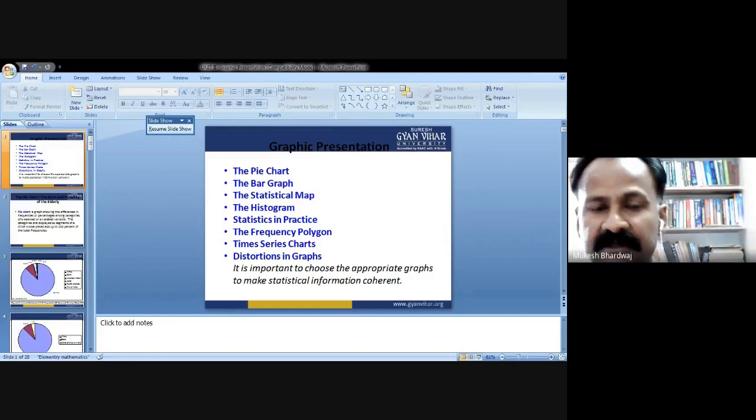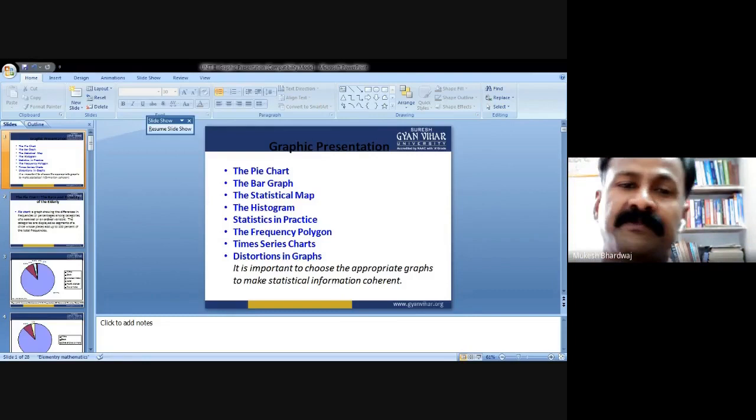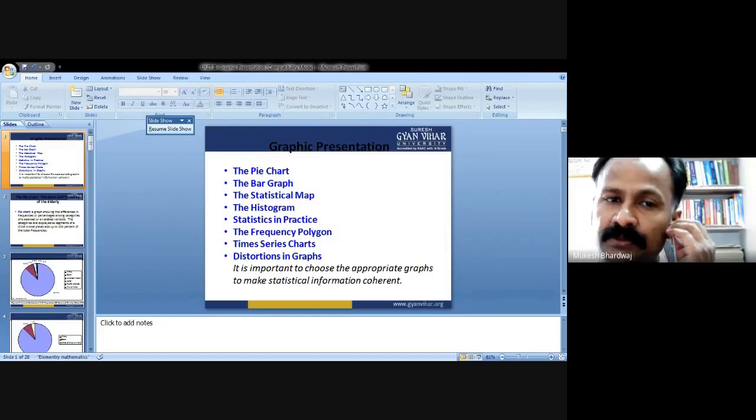As we saw in the last video, the advantage of pictorial representation is that it leaves a lasting impression. So pie charts and bar diagrams leave a lasting impression, and they are easy to understand and easy to get the analysis about any survey.